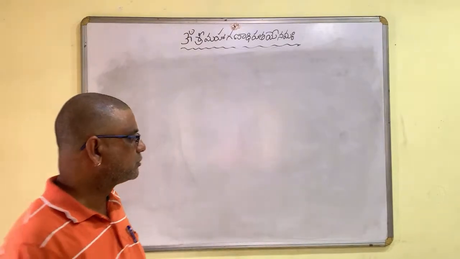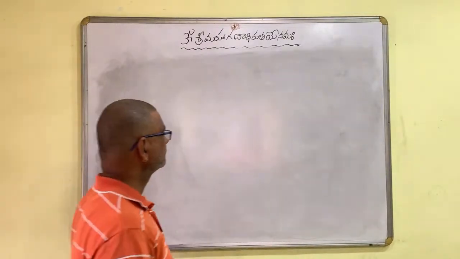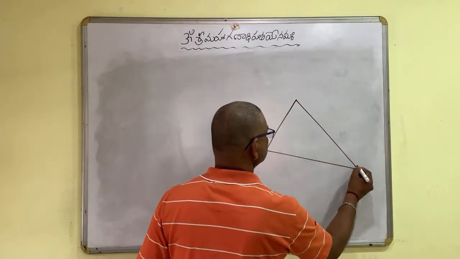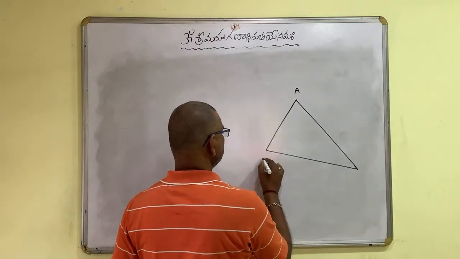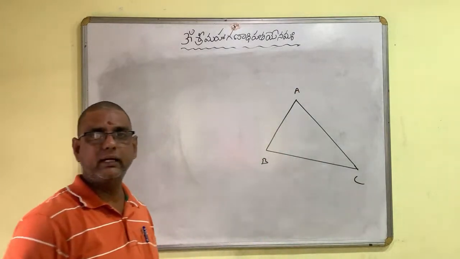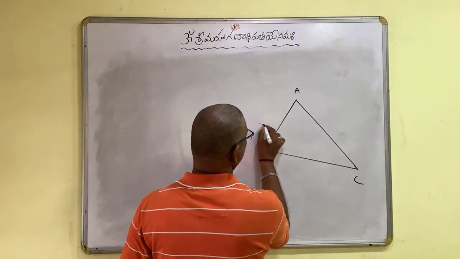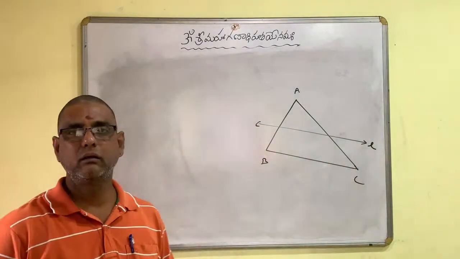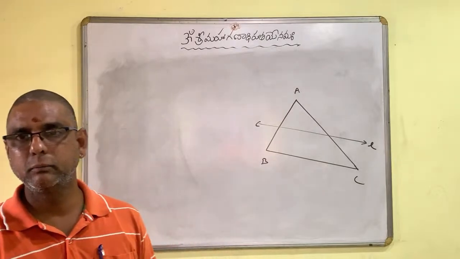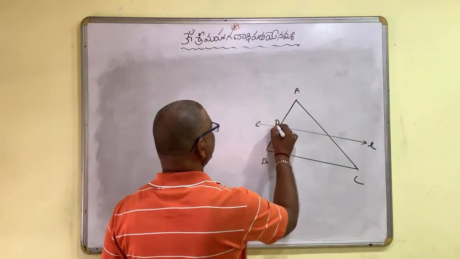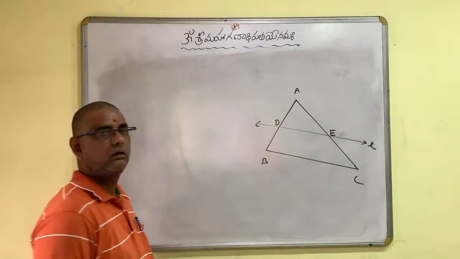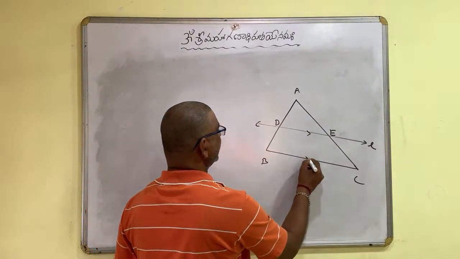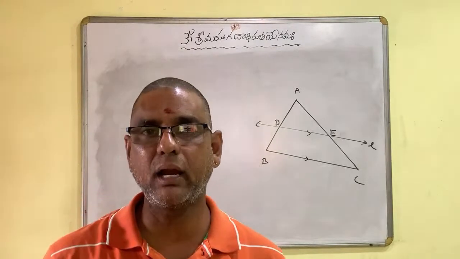Okay. So what the statement says, there is a triangle ABC and there is a line L intersecting two sides of the triangle at distinct points. Not only intersecting two sides, it is also parallel to the third side. It is also parallel to the third side.